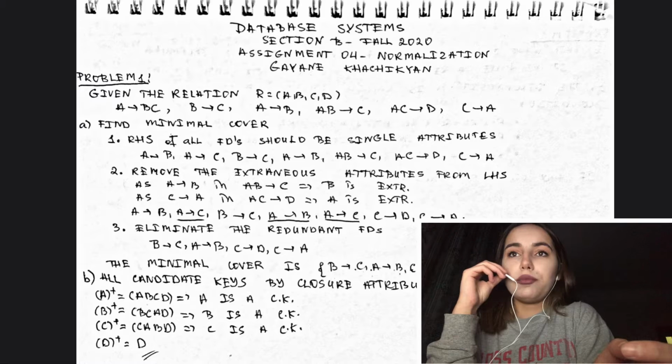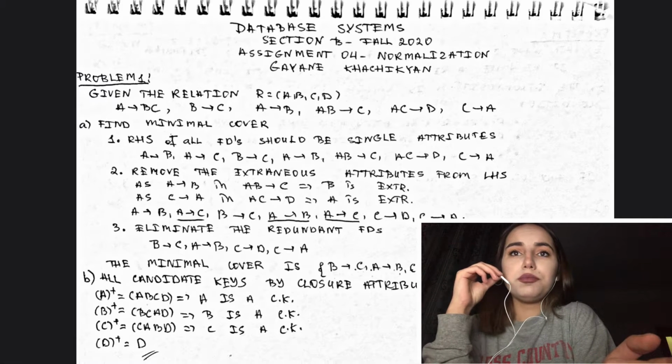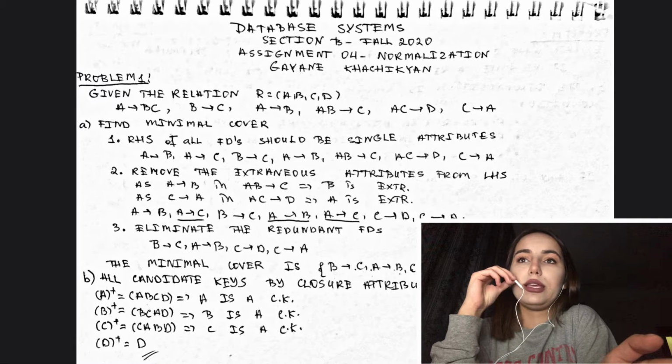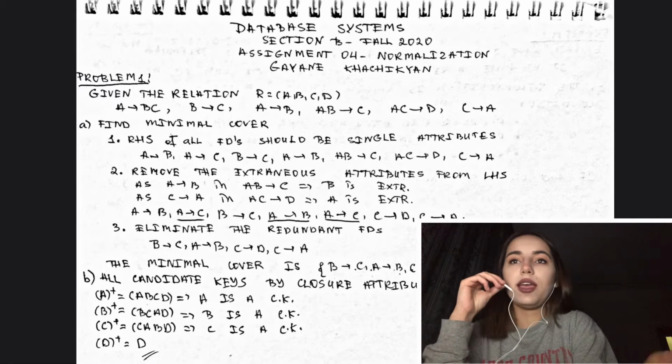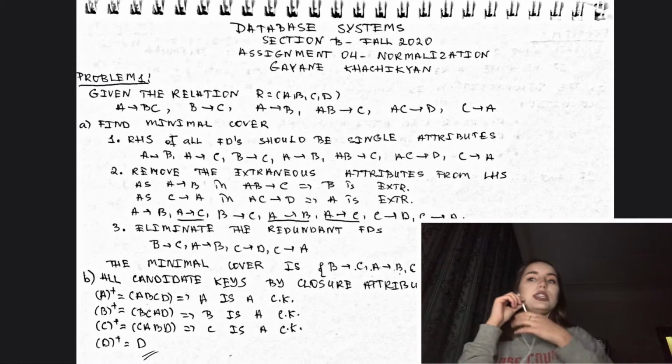So we're removing the extraneous attributes, and we get A goes to B, A to C, B to C, A to B, A to C, C to D, and C to A.